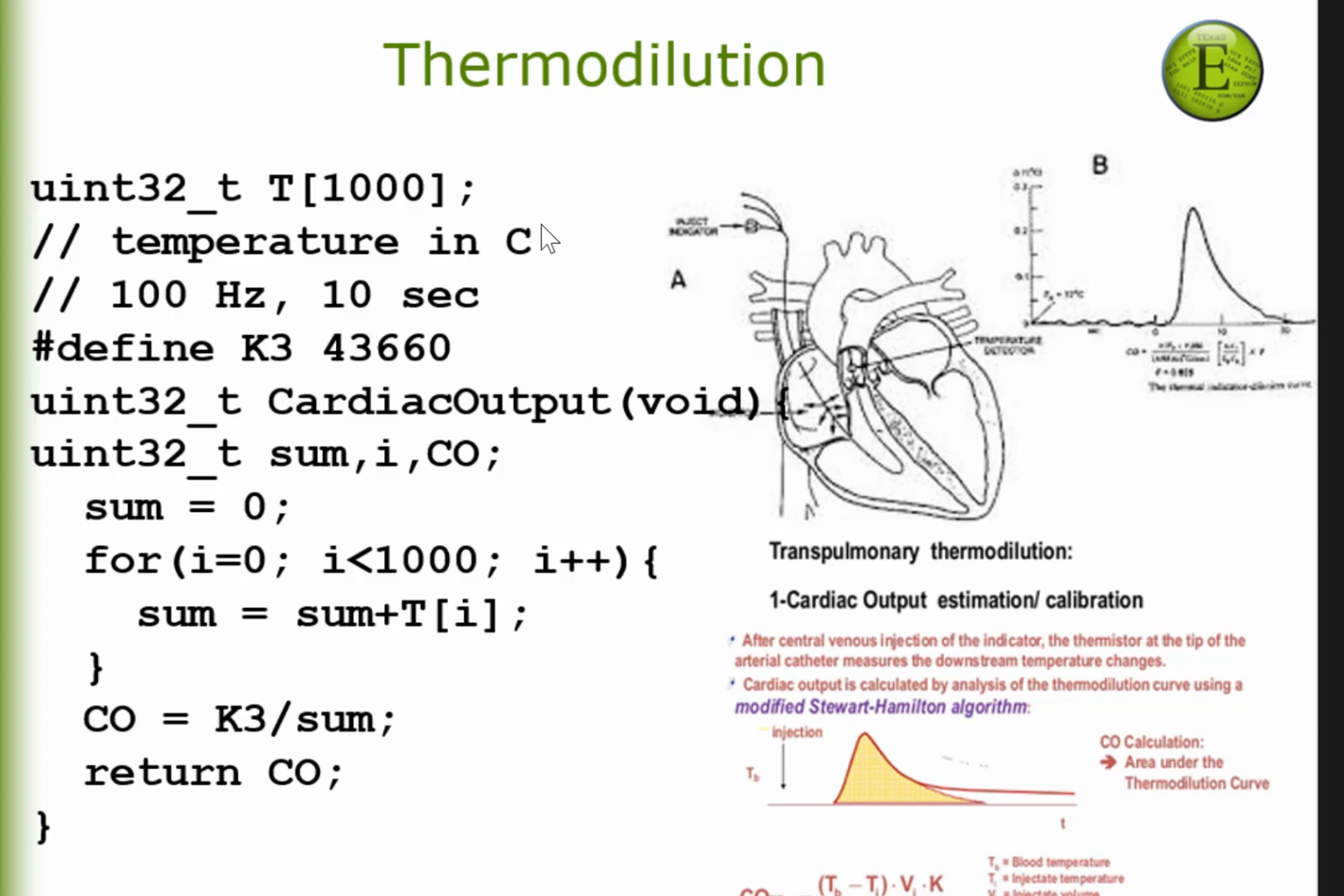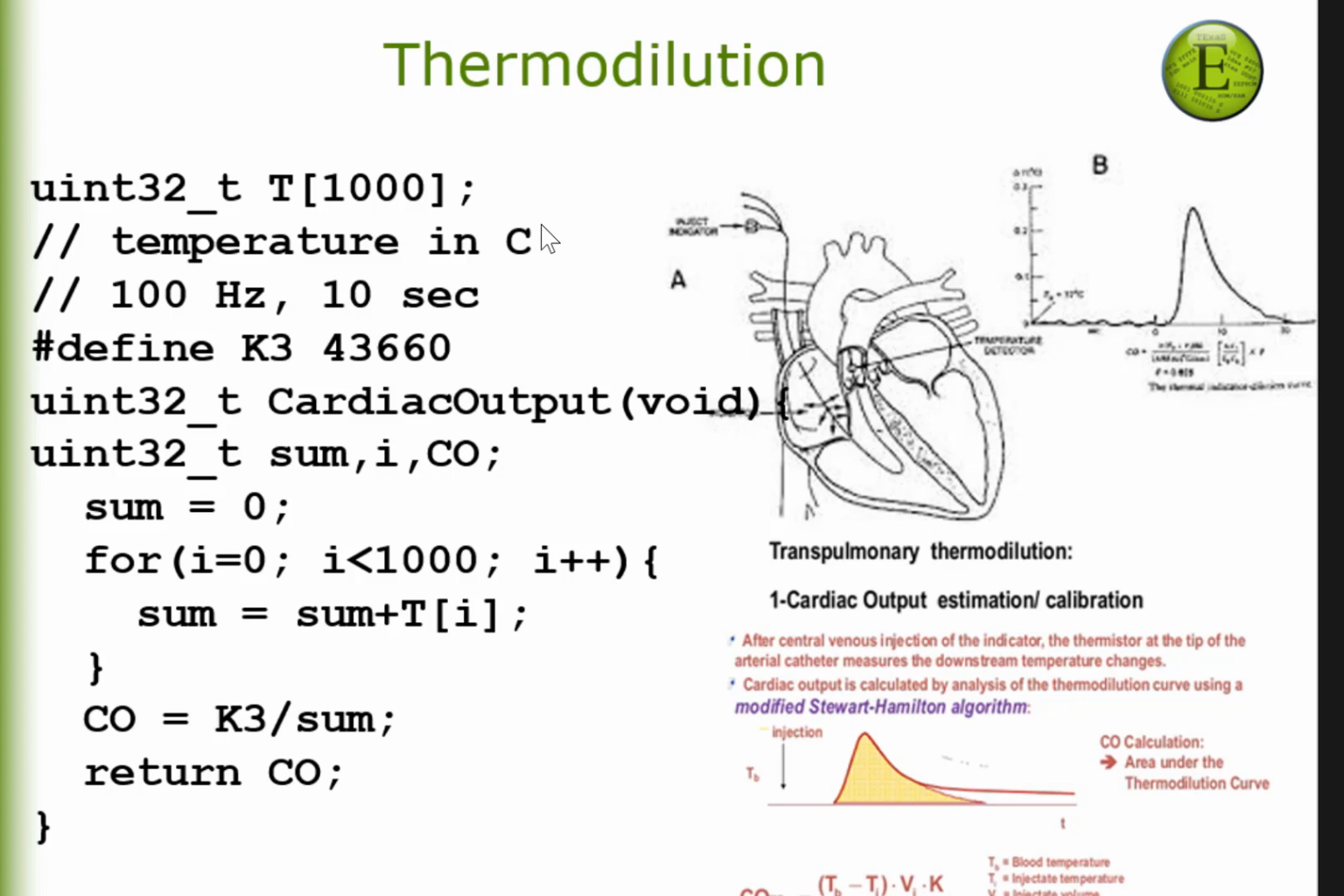What you're going to be able to do from this measurement is, if you integrate this curve and divide by some constant, you're going to be able to measure the cardiac output, the number of liters per minute that the blood is pumping. All that's kind of interesting.